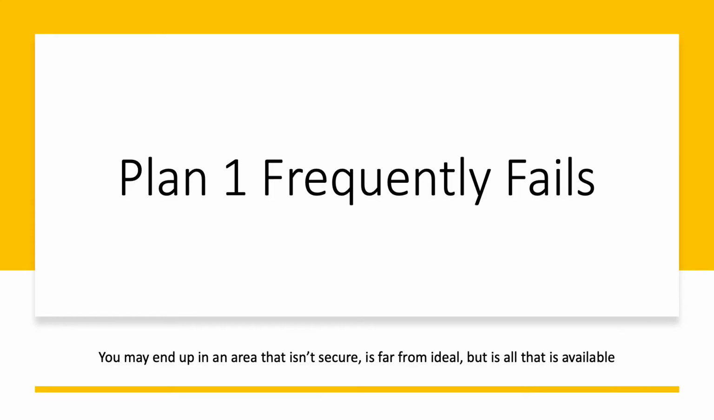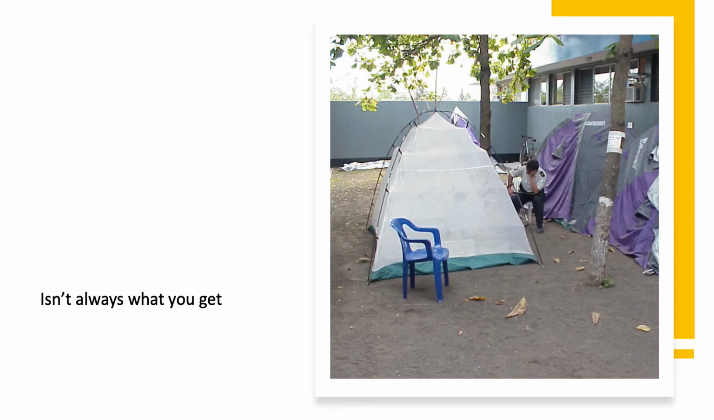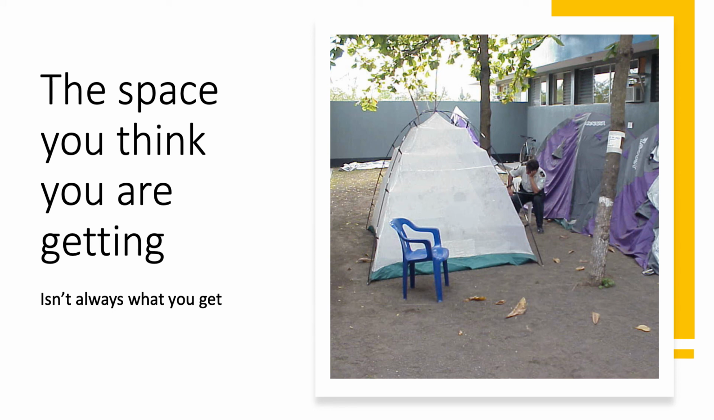The one thing I like to tell people is that plan one almost always fails. So you may end up in an area that isn't secure, is far from ideal, but is all that is available. This is one of my pictures from a mass migration where they told us we would have medical tents. This is not what we thought they meant.